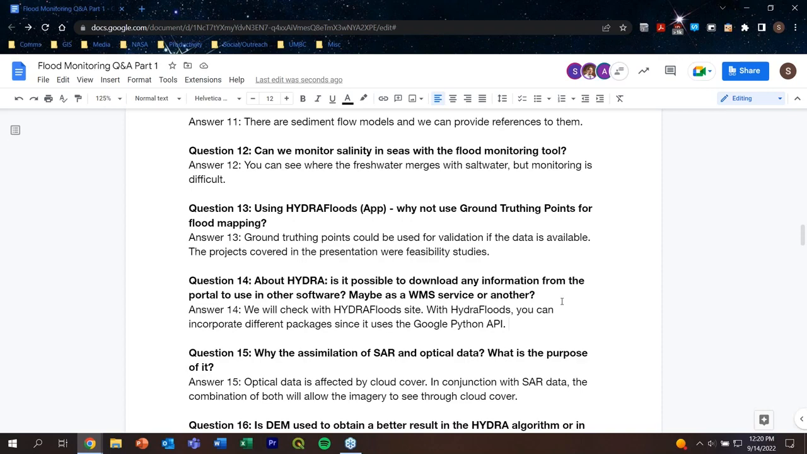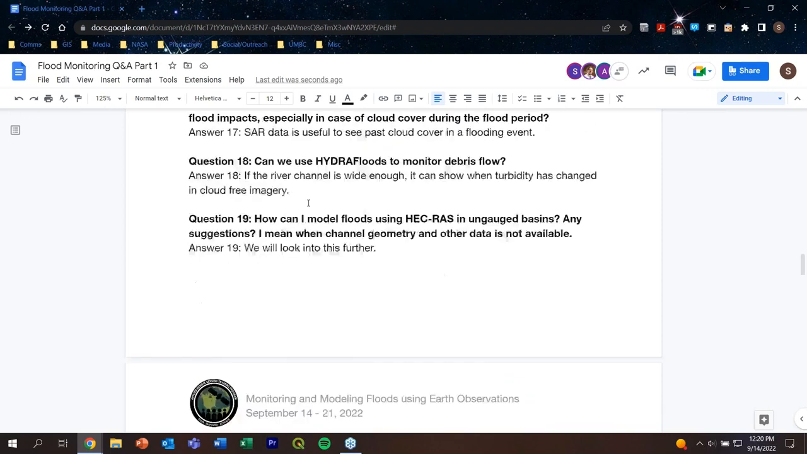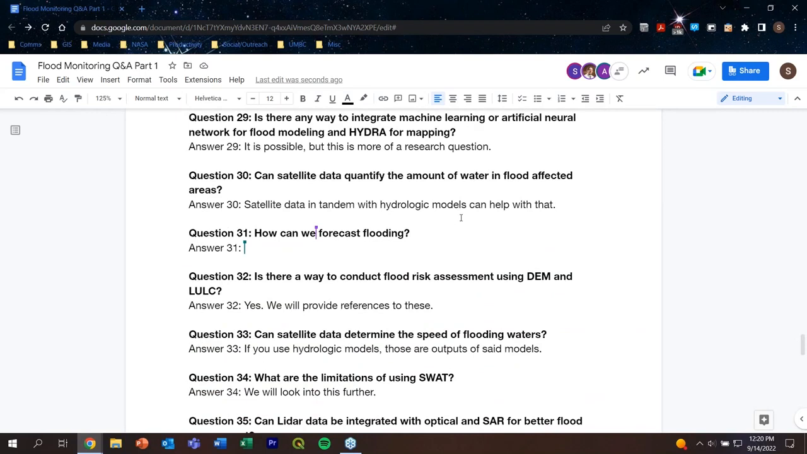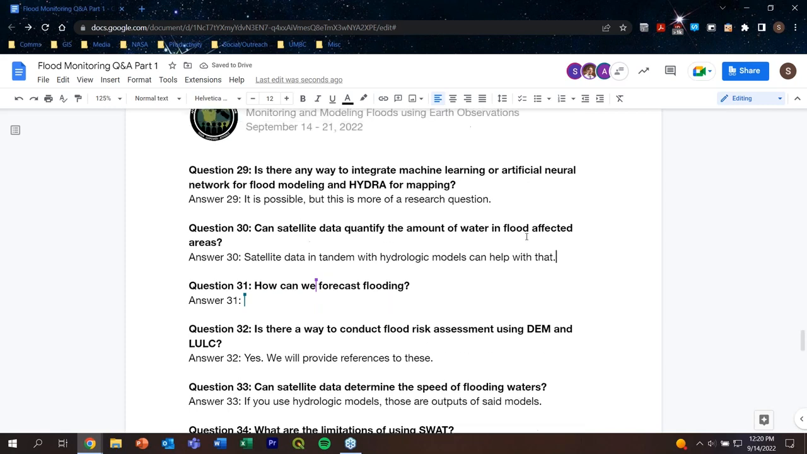Question 31, I see it's not answered here, but we did talk about it. You can use SWAT or HEC-RAS or any other land surface model with inputs from a weather forecast model. And then that can give you a predictive part, forecast flooding.